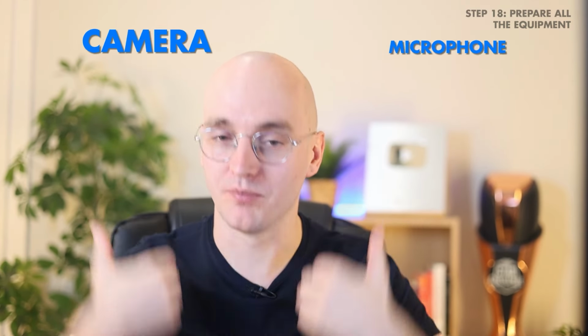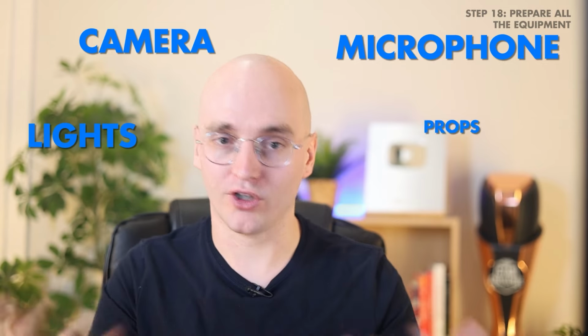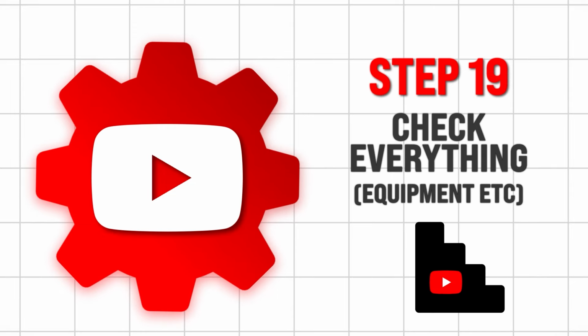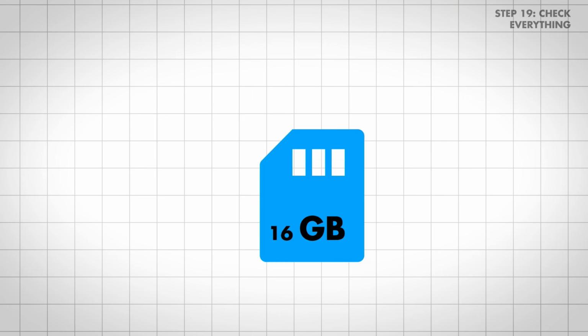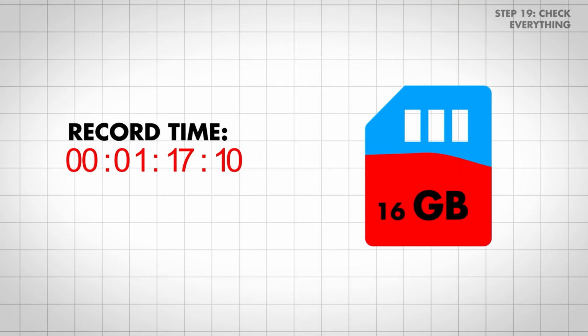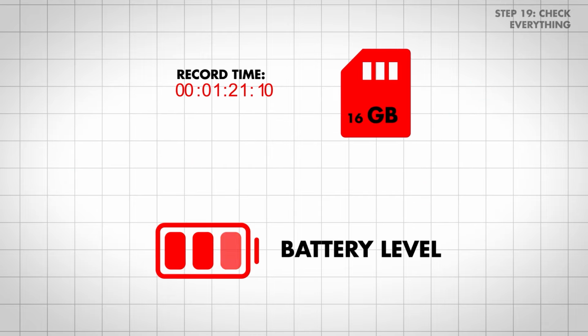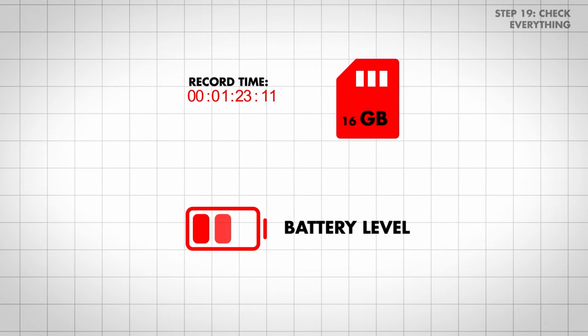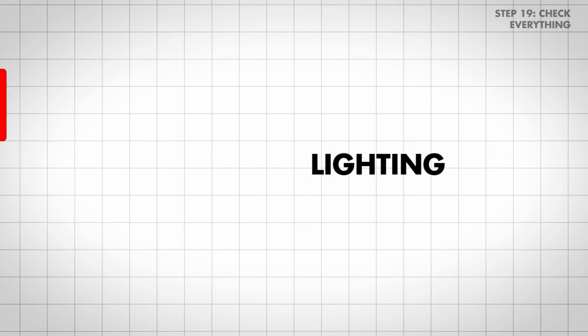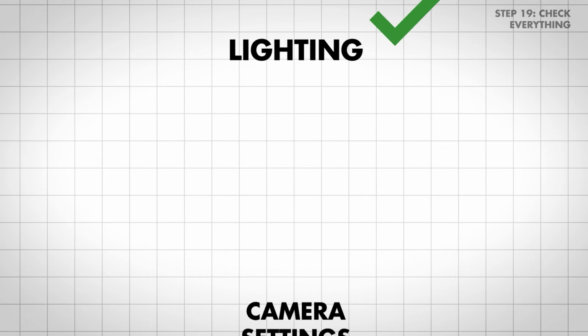This could be camera, this could be your microphones and your lighting, this could also be your props. Step number 19 is to check everything. So for example, for your camera, you want to make sure that your SSD card is big enough, right? If you film long takes, a 16GB SD card is probably not going to be good enough. But also your battery, your camera might only be able to film for that long, so make sure to get your backup battery packs. Same for testing your lighting and making sure it works, and even the settings of your camera.